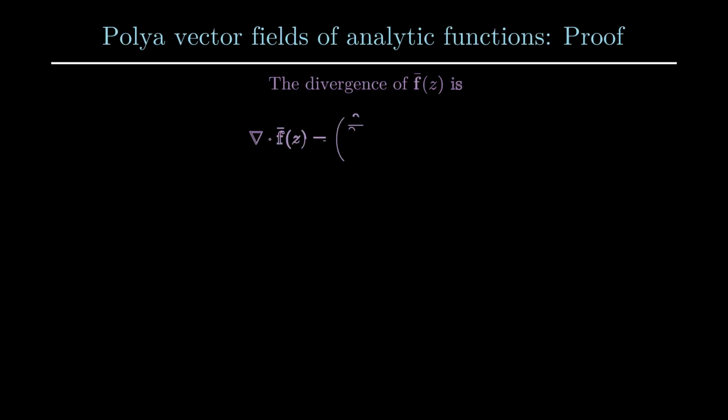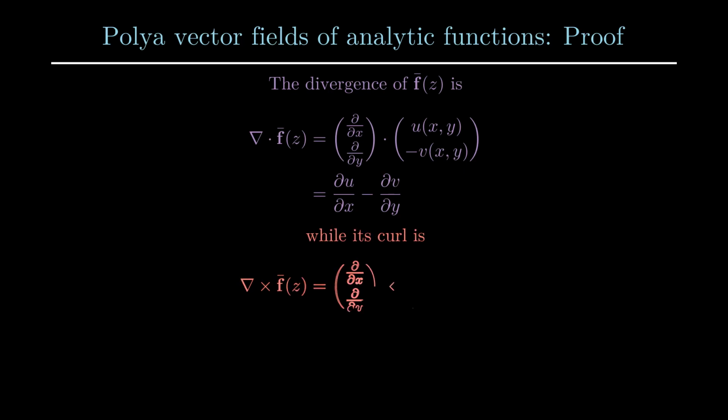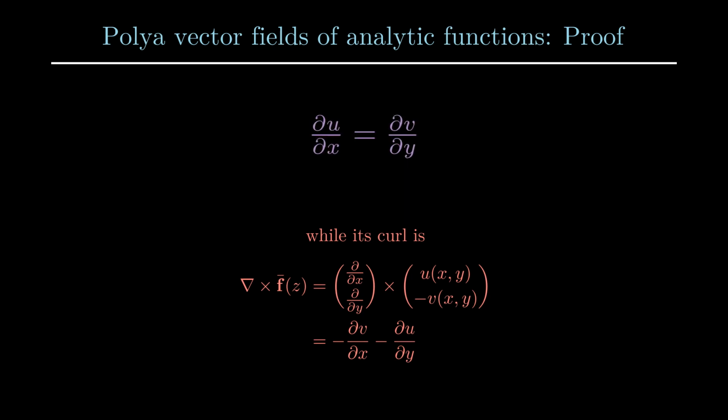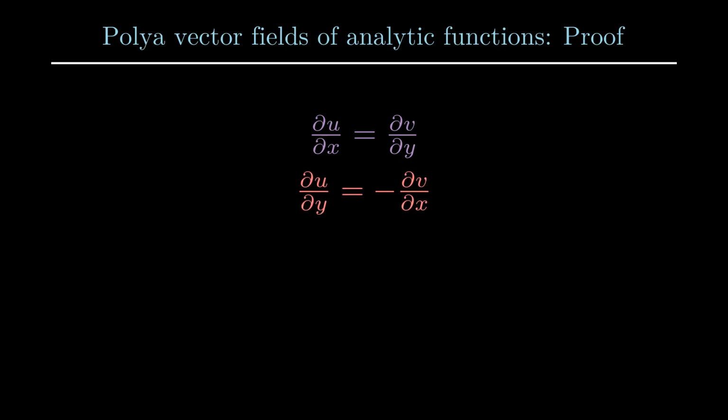The divergence and curl of the Polya vector field of f are as follows. When these two quantities vanish, the relationships become the Cauchy-Riemann equations exactly. Thus, if the Polya vector field of f has zero divergence and curl, f must be holomorphic and therefore analytic.